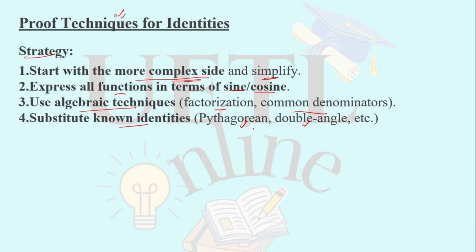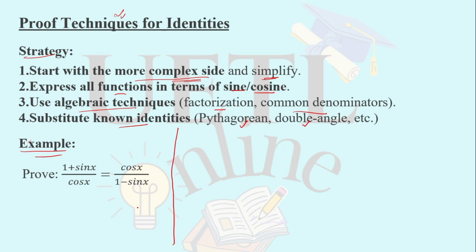Okay, so we're going to do this example, applying this technique. The first thing is let's make sure that this one becomes linear. Let's cross multiply. So we're going to get 1 plus sine x, then 1 minus sine x, is equal to cos squared x. Okay, so this is what we need to simplify.